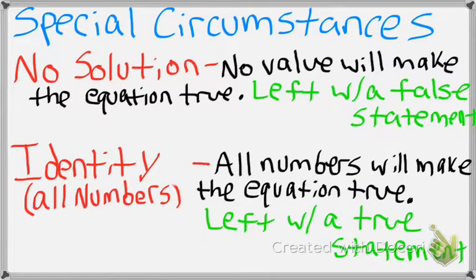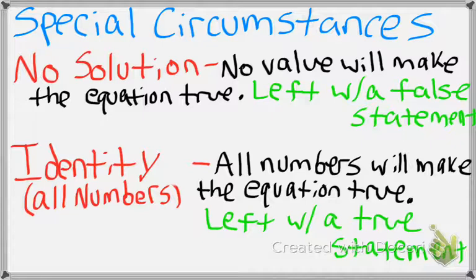All right, when solving equations with the variable on both sides, there are two special circumstances that can happen. You can sometimes end up with no solution, and that means no value will make the equation true. In other words, when you're solving it, you'll be left with a false statement.